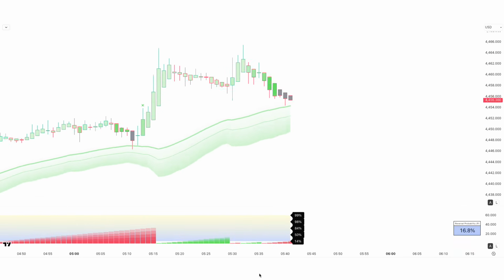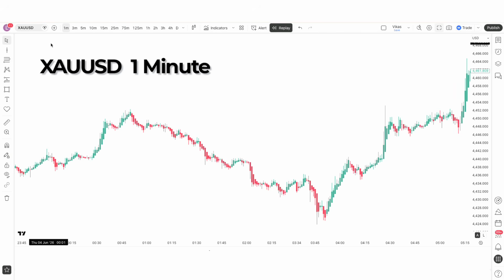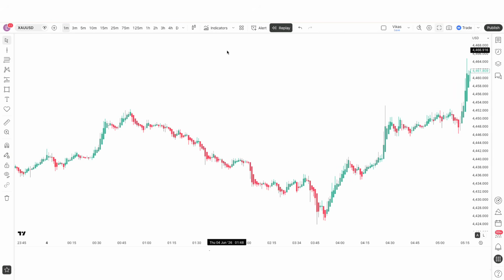Now we will tell you how we want to trade. Let's get into the charts. We open the XAUUSD 1-minute chart. And don't sweat the time frame either. Next, you'll want to find those magic indicators.